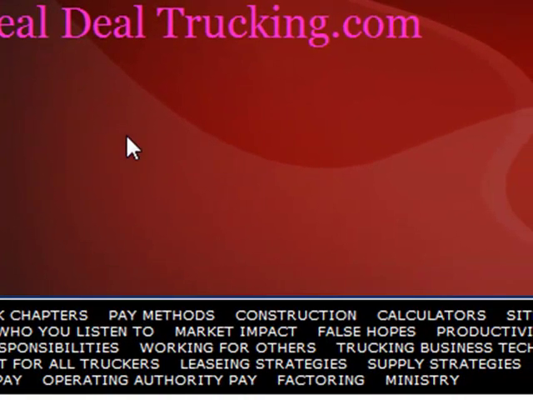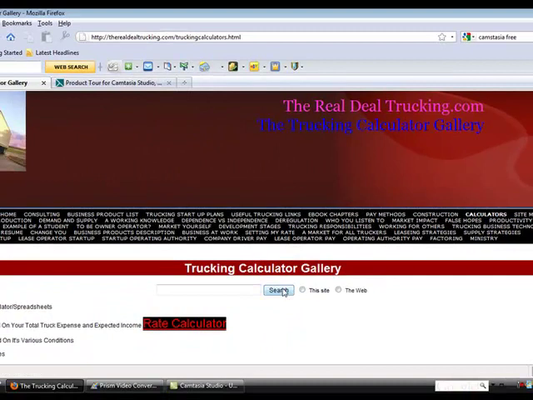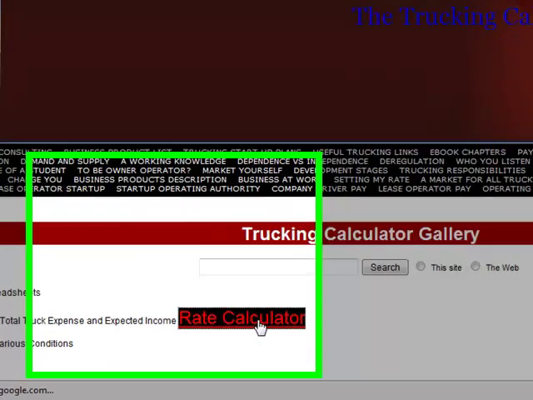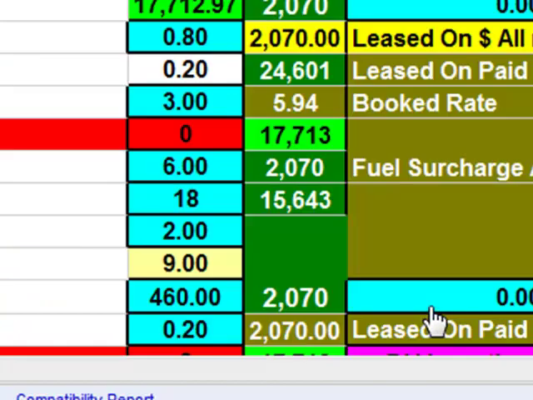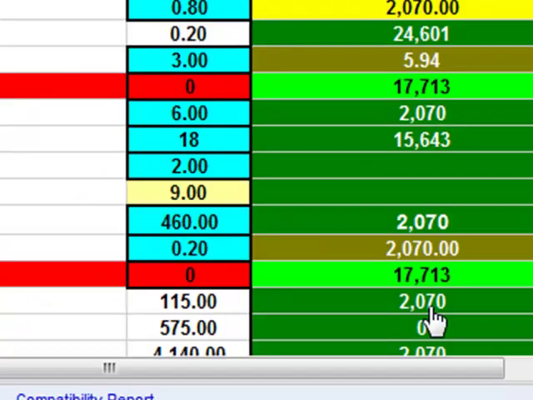You go to the home page, therealdealtrucking.com, and you go down to calculators and you click on that. And you go down to rate calculator and you click on that. This is going to show you how to get your monthly rate, what your average rate per load should be for the month. This is the calculator itself.